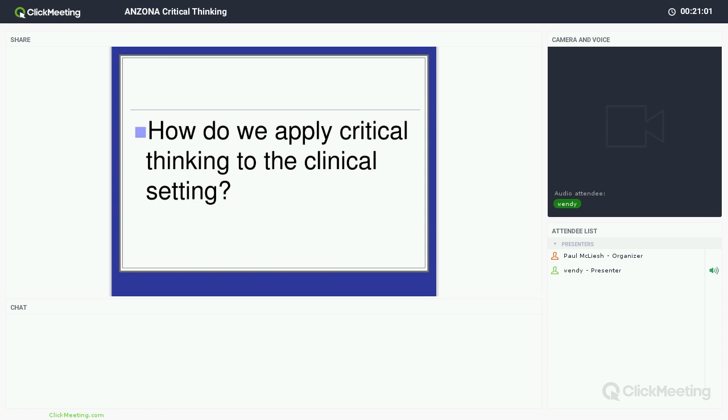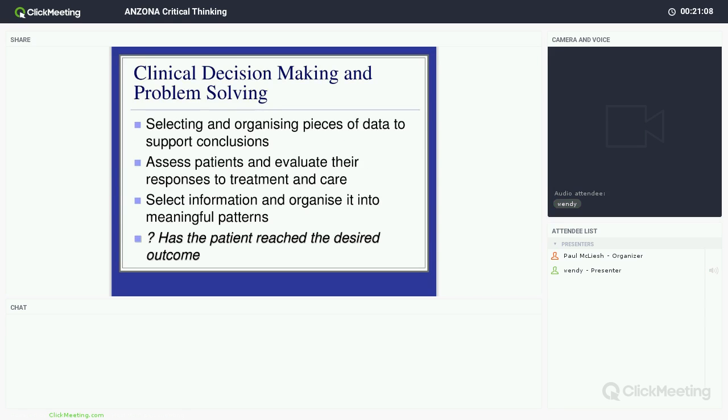So how do we apply the critical thinking to our clinical setting now that we know what it is? First of all, through our clinical decision making and also our problem solving within our practice. We do that through selecting and organising pieces of data to do with the patient to support our conclusions. It comes down to the very basics and what we've always learnt about and talked about with the nursing process. It's assessing patients, planning and evaluating their care.